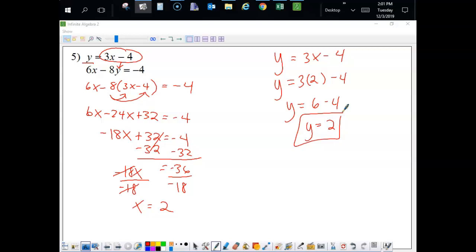So that's what we call the substitution method, because you're substituting. So in other words, if I were to graph these two lines and find where they cross, they would cross at the point 2, 2.